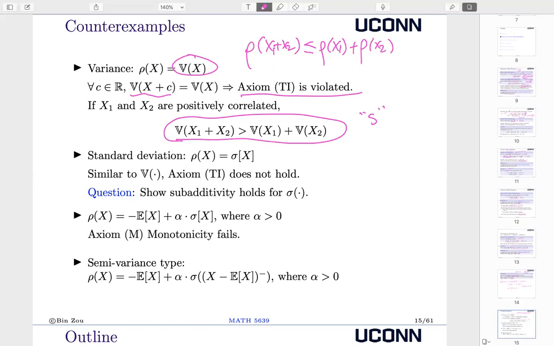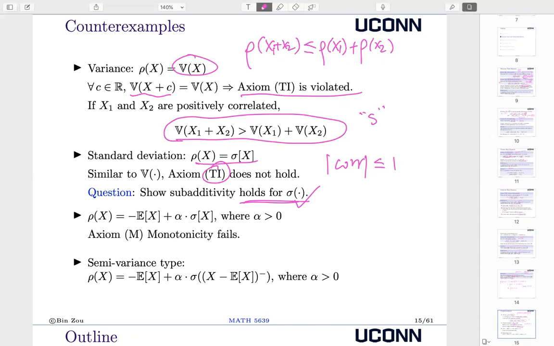However, if we apply standard deviation, similarly, translation invariance also fails, but sub-additivity actually holds. I leave this for you to prove. This is not complicated, right? I shouldn't use rho for the correlation because we use rho to denote the risk measure. That's because the correlation coefficient is always less than or equal to 1. Use this to prove that sub-additivity actually holds for standard deviation.